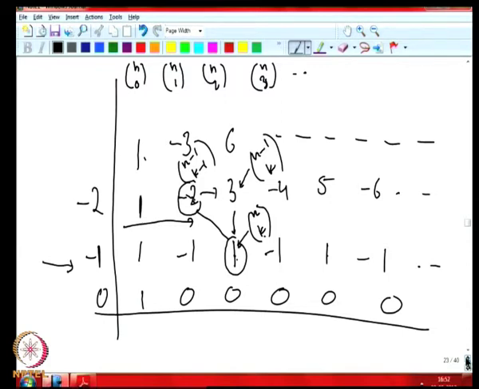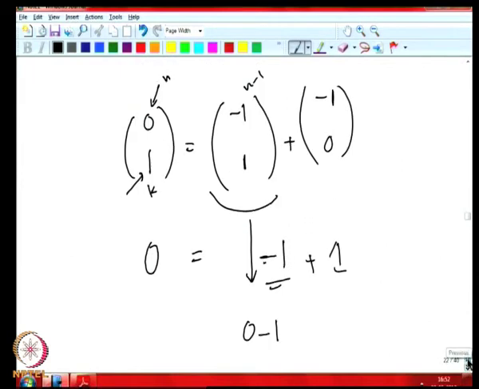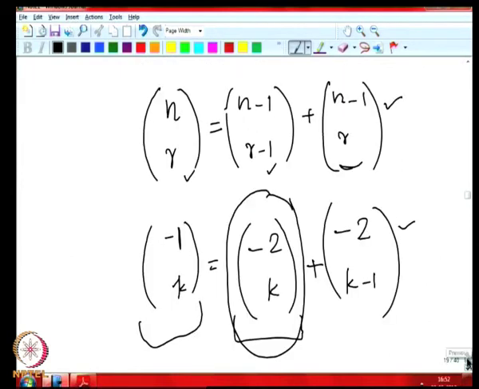Now, an interesting thing we can note here, namely that the numbers we are seeing here are not at all unfamiliar. These are the same numbers which we see in the other part.